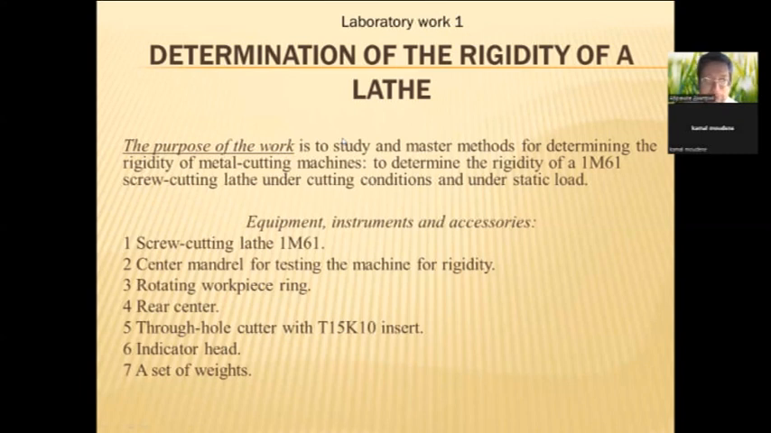That was the purpose of the work. Now the equipment, instruments, and accessories. First is the screw cutting lathe 1M61. Then a center mandrel for testing the machine for rigidity. Third, a rotating workpiece ring. Fourth, a rear center.